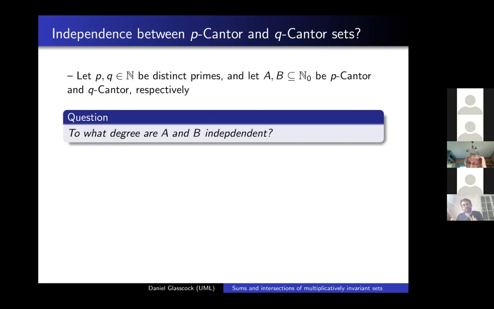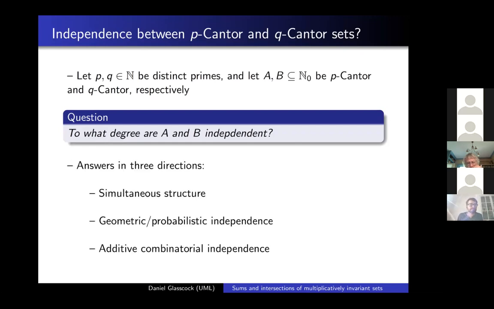So we're going to fix two distinct primes. Those are going to be our multiplicatively independent integers. And we're going to fix a P Cantor set A and a Q Cantor set B. And we're going to ask, to what degree are these sets independent? This is what those motivating conjectures are grasping at.